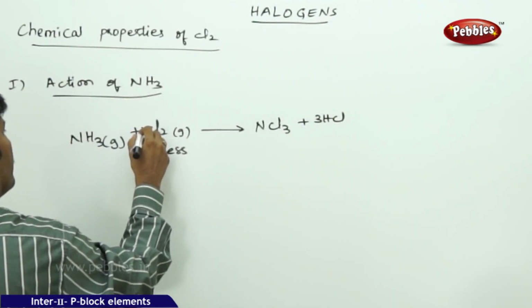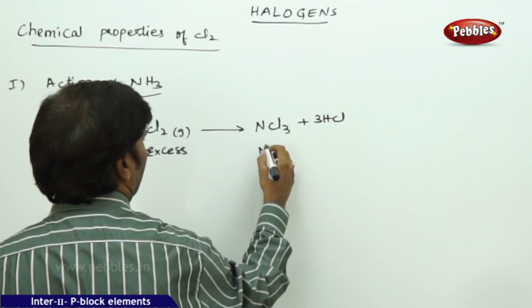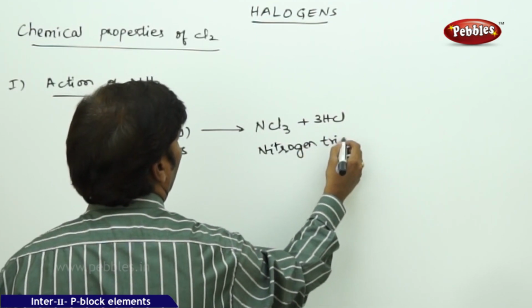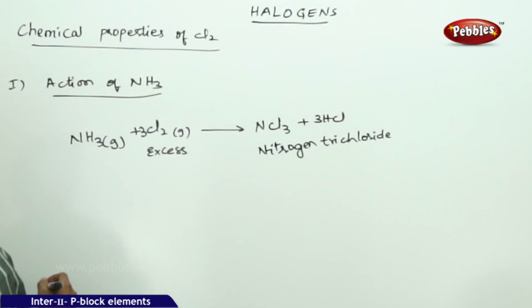So 3 moles of chlorine gas you get. This is nitrogen trichloride.